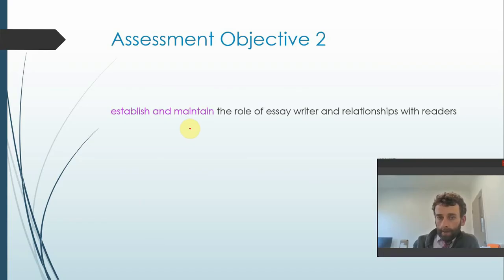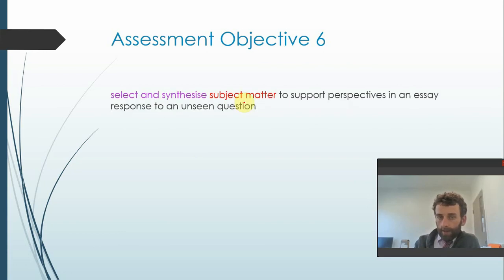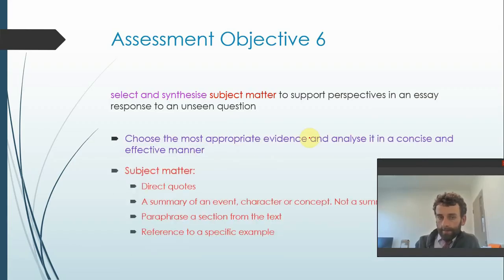Establish and maintain the role of the essay writer and relationship with audience, with your readers. Okay, so establish and maintain. So keep them engaged. You will establish it by having a thesis. You will maintain that throughout by writing an essay that responds to the thesis. Select and synthesize subject matter to support perspectives in an essay response to an unseen question. This is what I was speaking about earlier with the aesthetic features and stylistic devices. This is where you can incorporate some of them. Choose the most appropriate evidence and analyze it in a concise and effective manner.